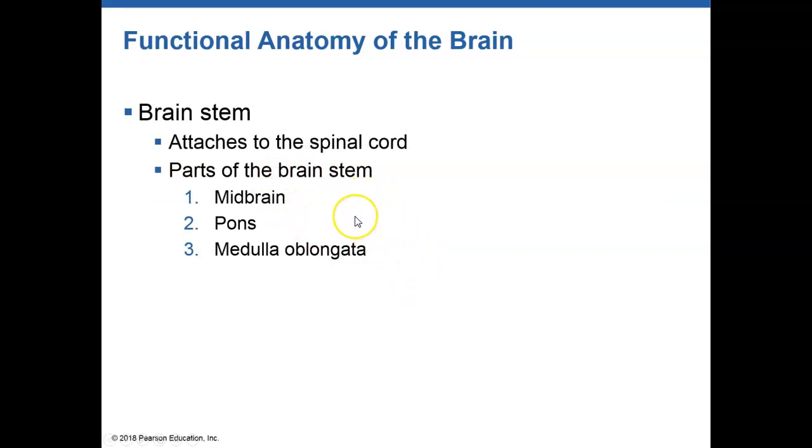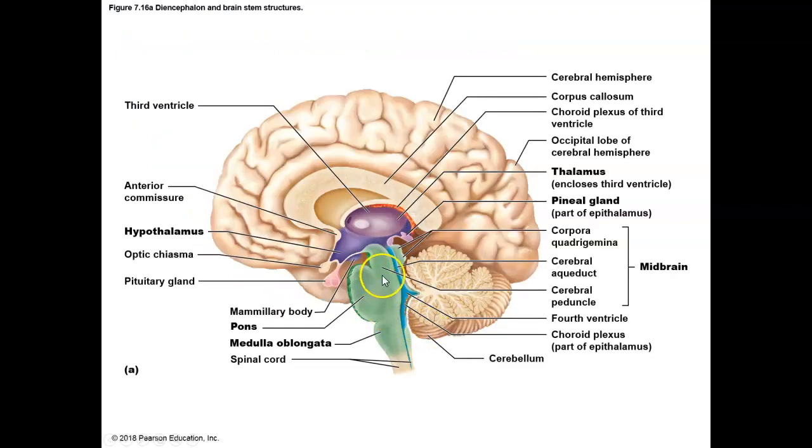So the next region is called the brainstem. The brainstem contains the midbrain, the pons, and the medulla oblongata. So you have the midbrain back here. You have the pons right here, and then you have the medulla, and then the spinal cord, okay?